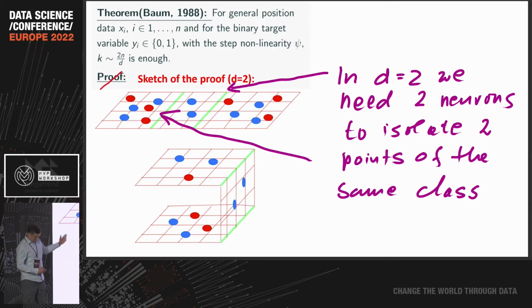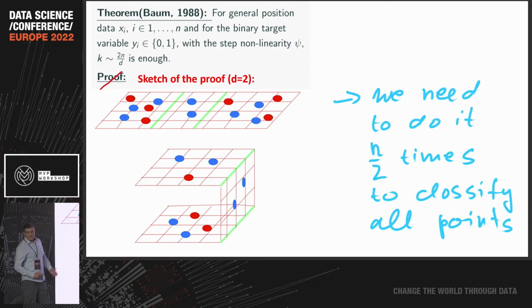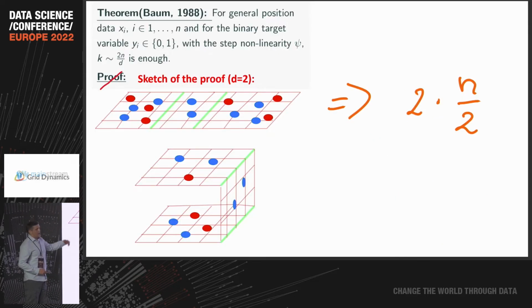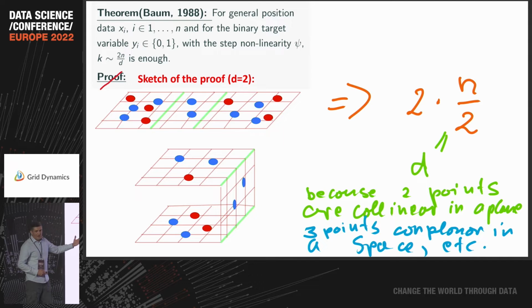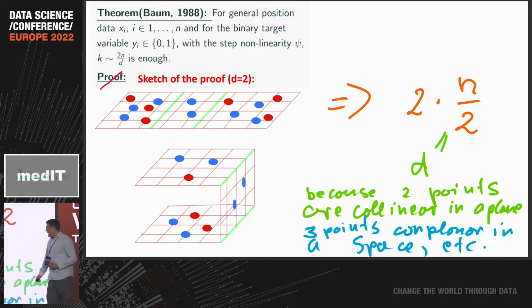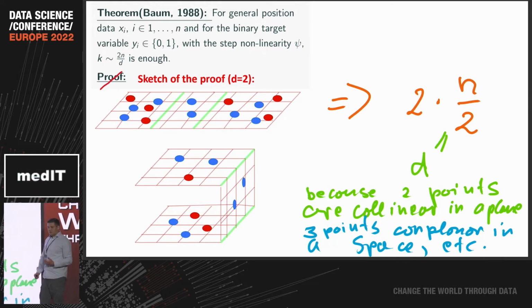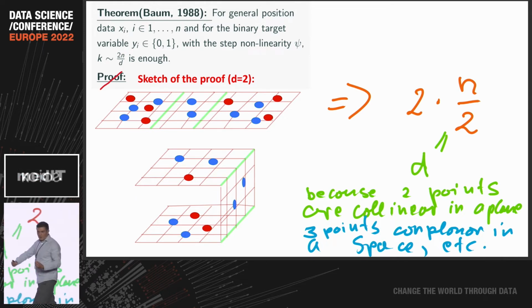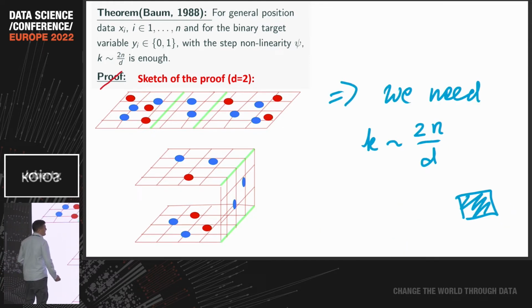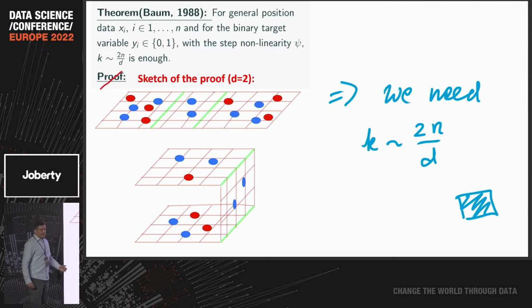But we have n points, so we need to do this n over half times to do the job. But this half is not half, but the dimension d of our initial parameter space where our data set lives. And why is this? Because 2 points are collinear, 3 points are coplanar, etc., when we go to higher dimensions. So, quod erat demonstrandum, k is of order 2n over d.